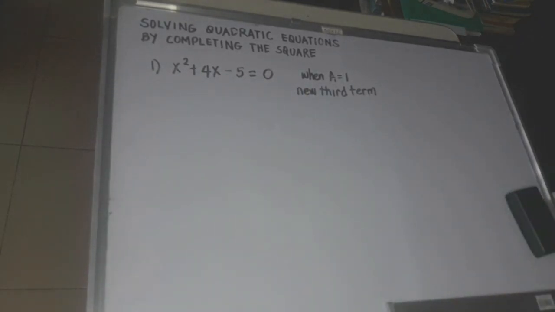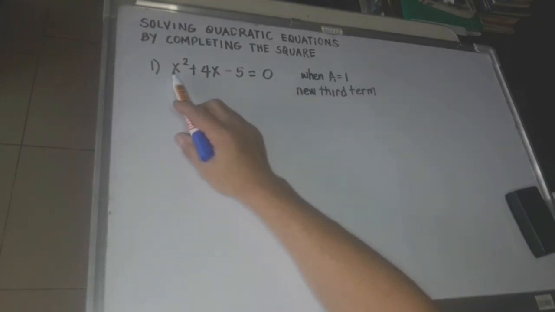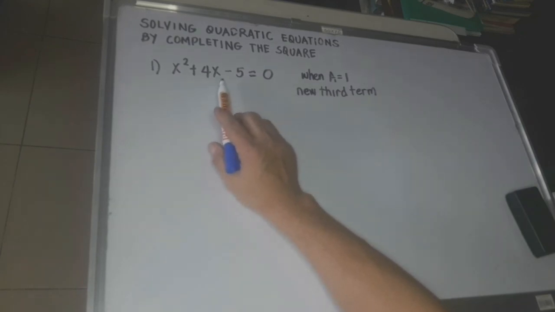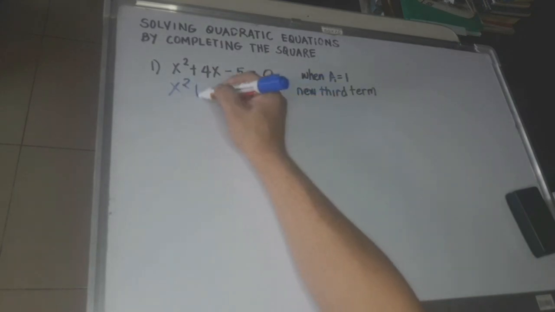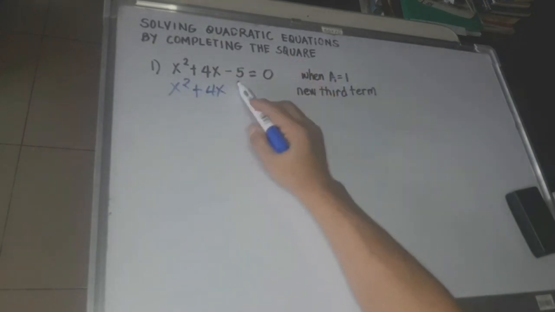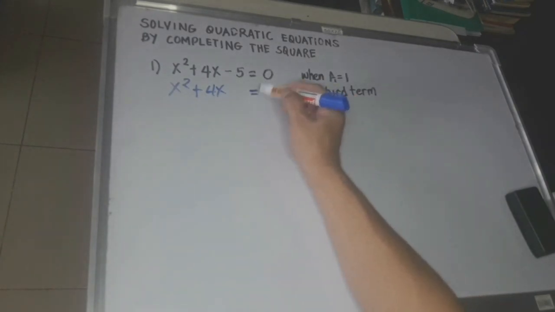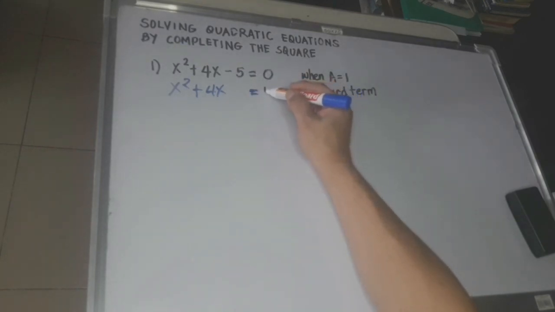When a is equal to 1, wherein the numerical coefficient of the first term is 1 in the equation, we will use the method of transferring one term to the other side of the equation. So this is x squared plus 4x. The third term is transferred to the other side of the equation, which is negative 5, crosses the equal sign, then it becomes positive 5.